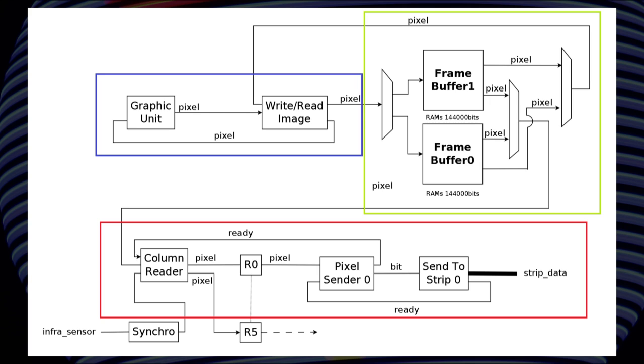The last part is the interface, composed of the GPU and the write and read image. This part is in charge of the control of the picture. It can initialize the frame buffers, rotate the picture, or control the displaying of characters. Finally, we added several signals in order to make it controllable from the processor.